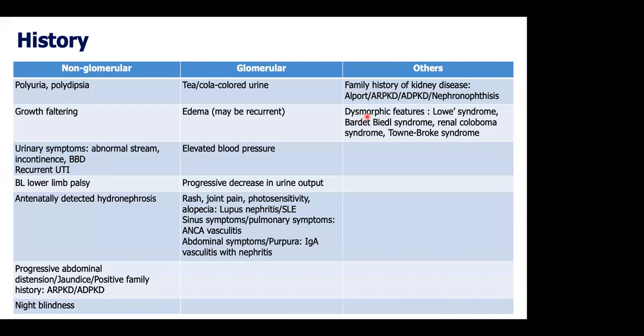Others like family history would indicate certain familial disorders of CKD like Alport, ARPKD, nephronophthisis, ADPKD. If a child has a CKD along with certain dysmorphic features, which could be seen in Lowe syndrome, Bardet-Biedl syndrome, renal coloboma syndrome, and something like Townes-Brocks syndrome.